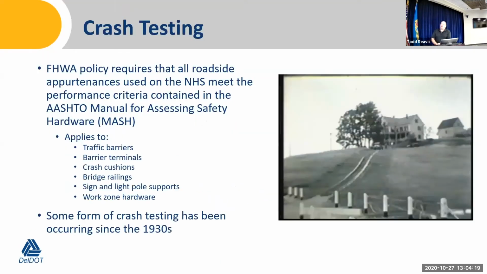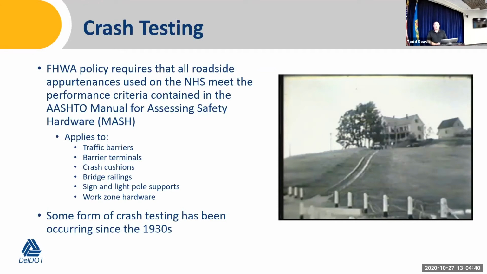So FHWA policy does require that roadside appurtenances used on the national highway system meet the performance criteria contained in MASH. This language is directly out of the Roadside Design Guide. The requirements apply to traffic barriers, barrier terminals, or what we call end treatments or end terminals.